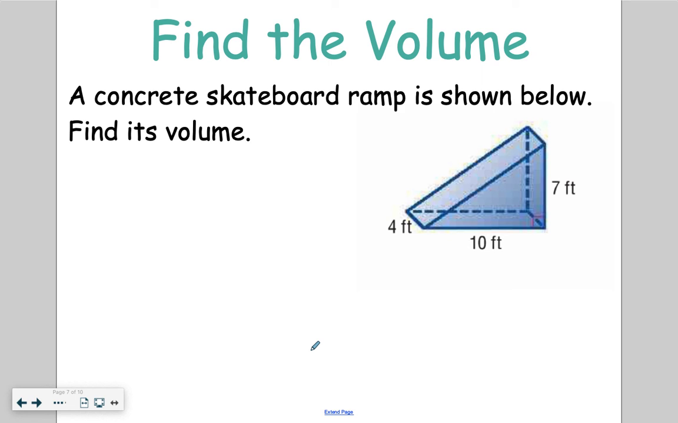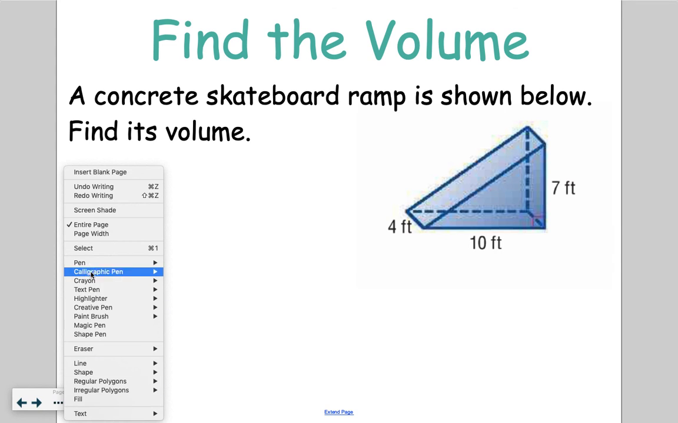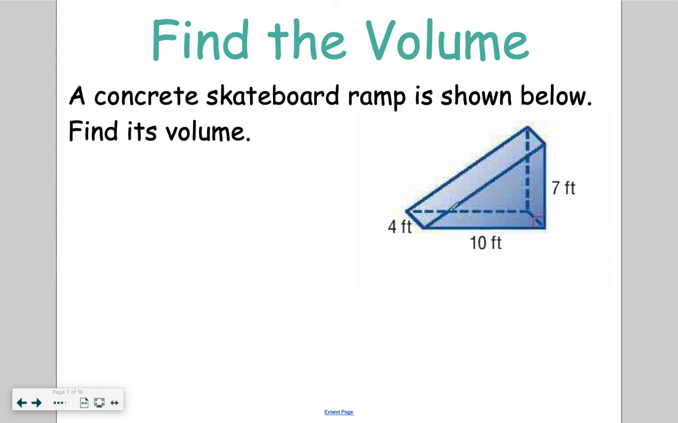Sometimes there'll be some words associated with the problem, so this one says a concrete skateboard ramp is shown below. Find its volume. So again, we always want to start, identify the triangle. So I'm going to go ahead and outline that here. And when you are looking at that triangle, the base of this triangle is going to be the 10, and the height of your triangle is going to be the 7, which means between the front triangle and this back triangle back here, that's that 4, so that's going to be our height.